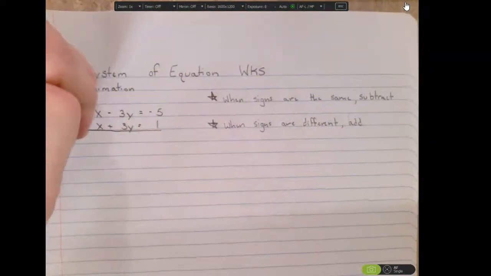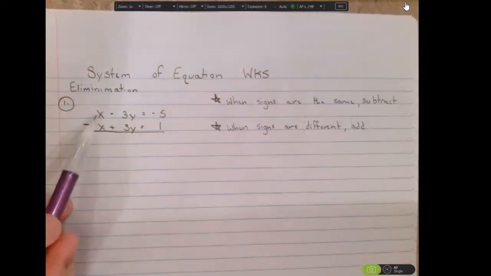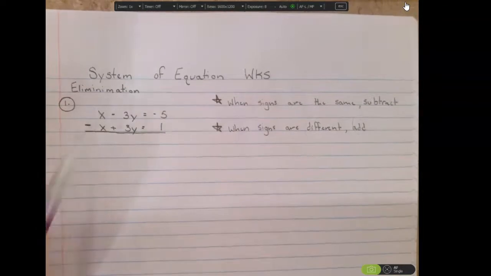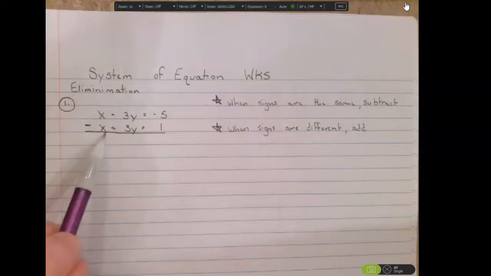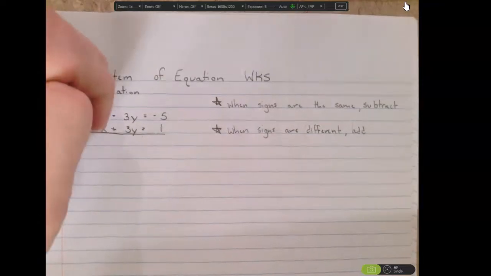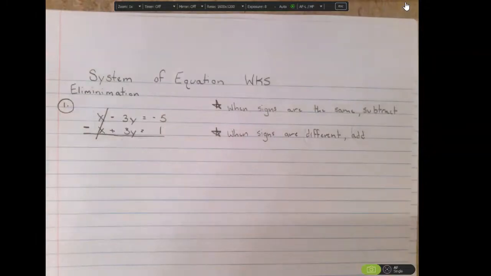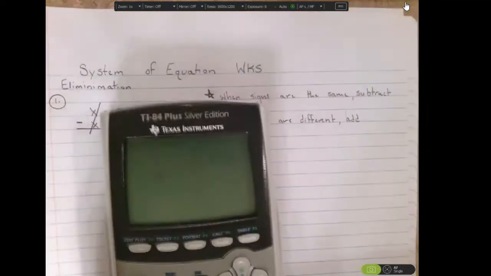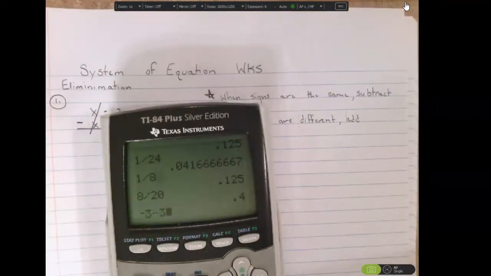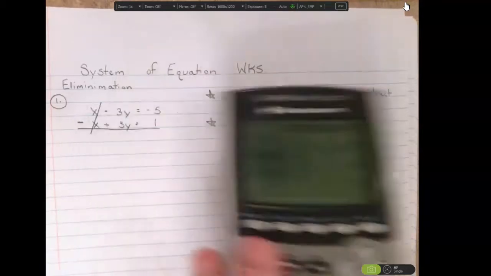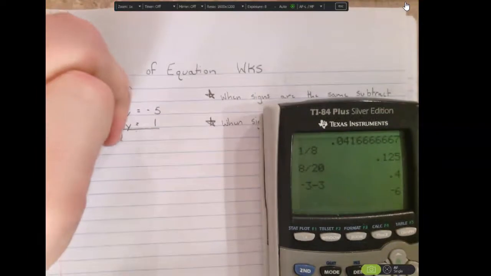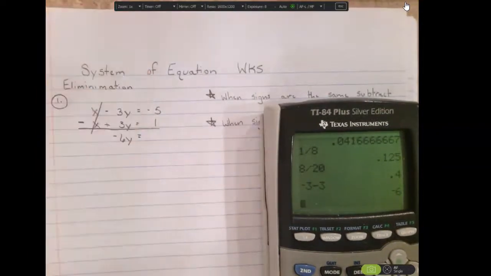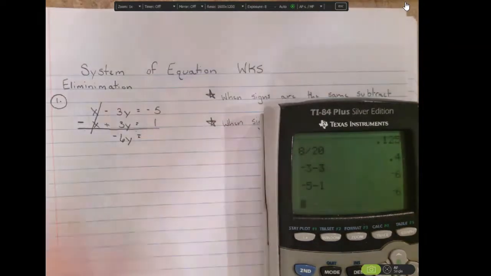I'm going to eliminate my x's. Because both of my x's have a 1 out front, I'm good to go. They both have the same number out front. X minus x is a 0. I can cross that out. So now -3 minus 3. Again, if you have to, go to your calculator. -3 minus 3, -6. -6y equals -5 minus 1, -6.